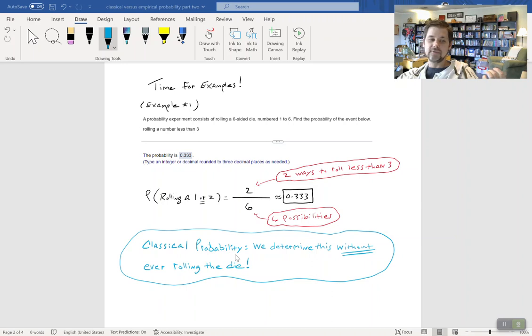There are some examples with decks of cards or flipping coins or so on. And if we're going to approach those with classical probability, we don't look through the deck of cards. We don't flip the coin. We don't roll the die. Okay? We figure these out completely by concept. All right, so that's what classical probability is.